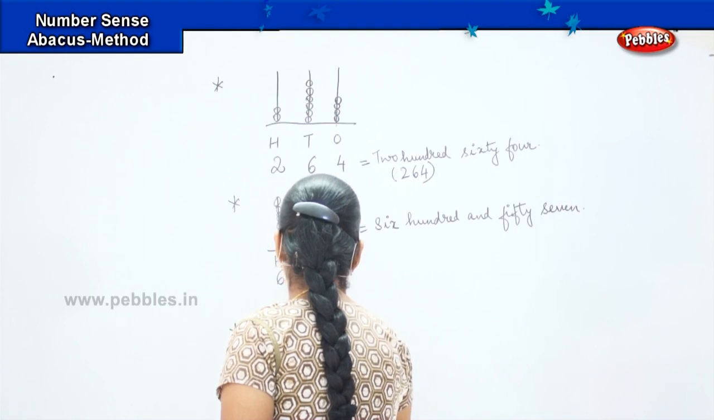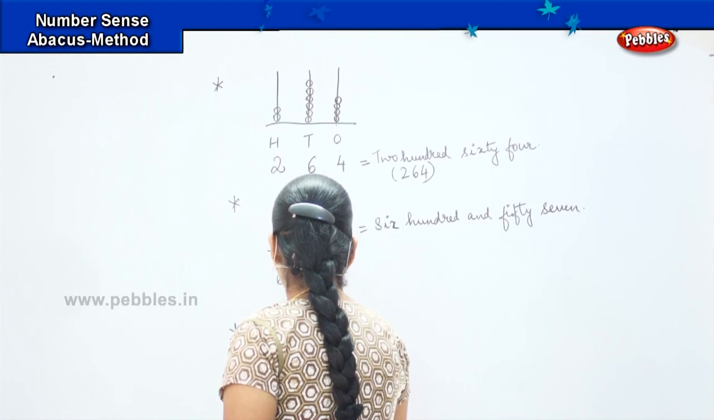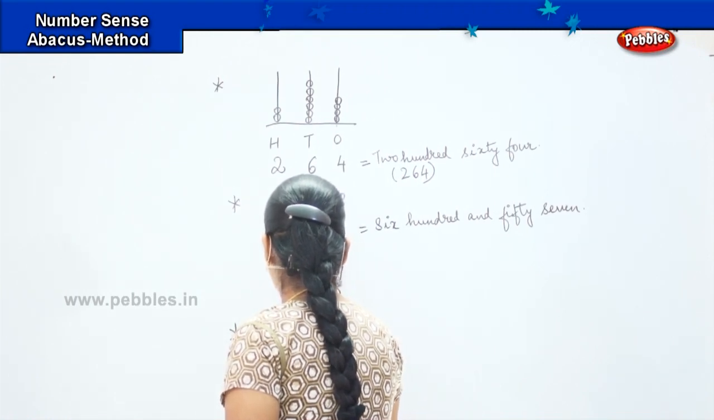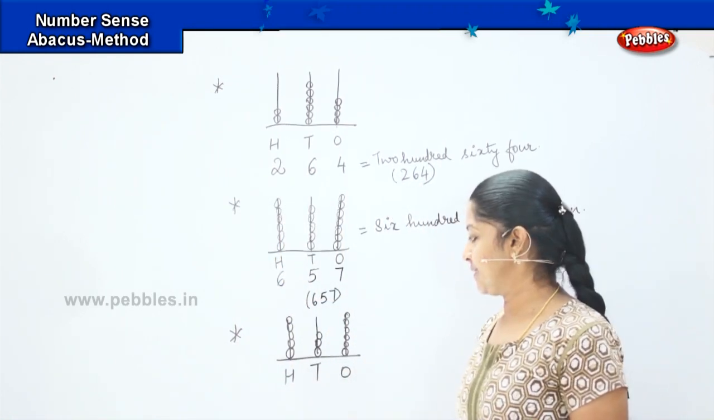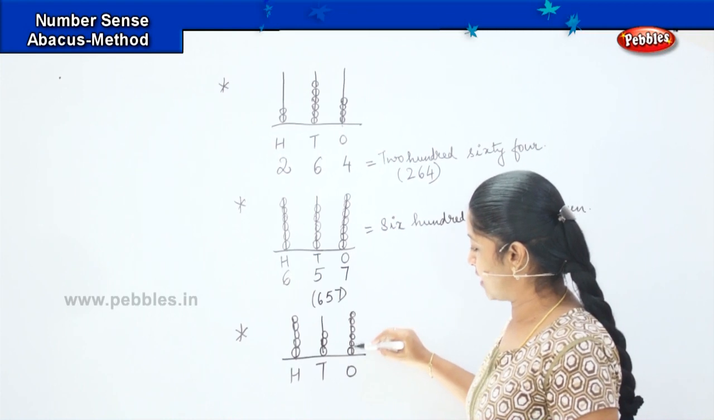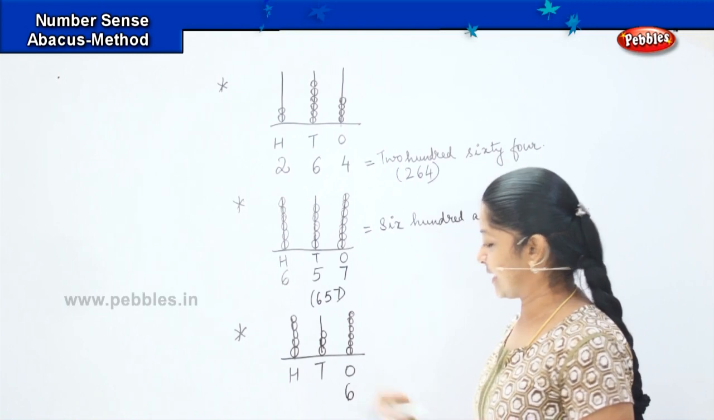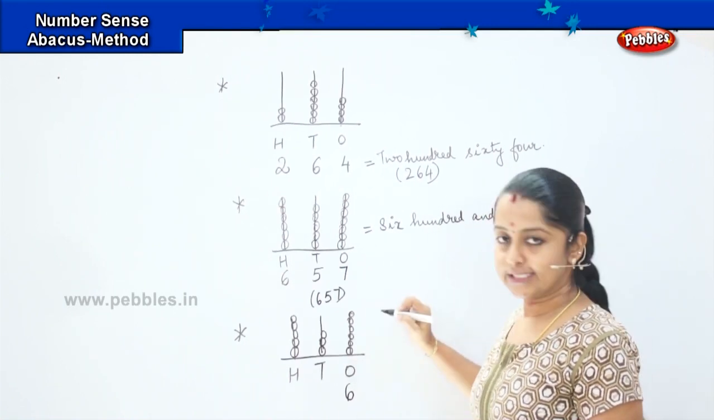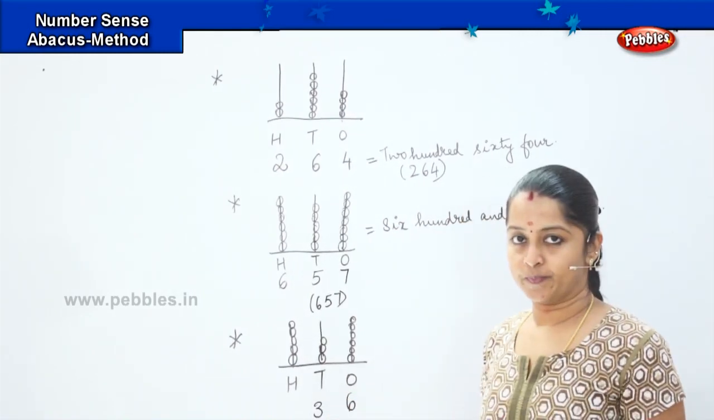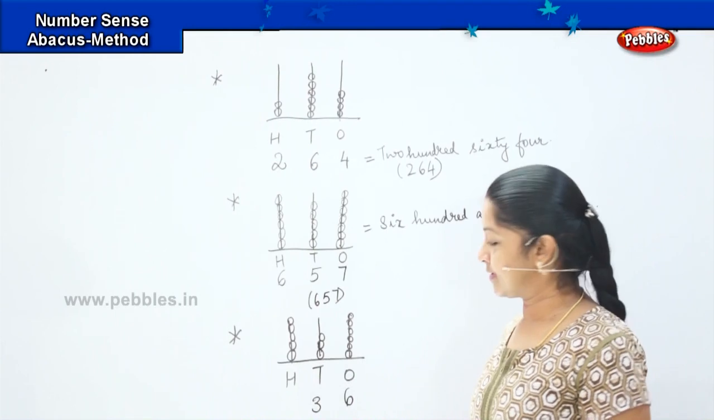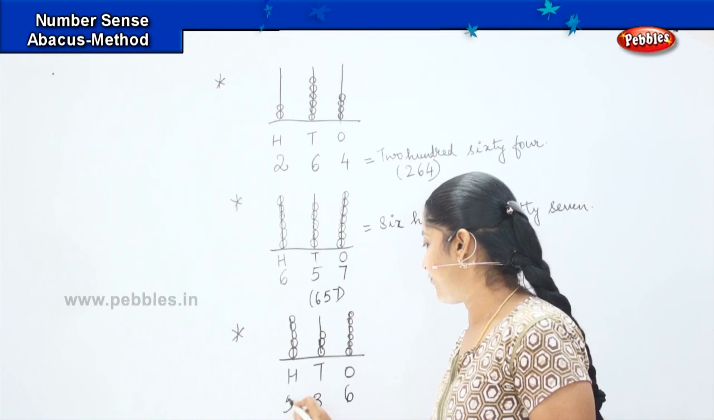H, T, O. I have a few balls drawn in ones, a few balls in tens, and a few balls in hundreds. Okay. So the first step is to count the balls in ones. It's 1, 2, 3, 4, 5, 6. I will write 6 here. What is the number of balls drawn in tens? It's 1, 2, 3. I will write 3 here. And what is the number of balls drawn in hundreds? 1, 2, 3, 4, 5. So I am going to write 5 here.